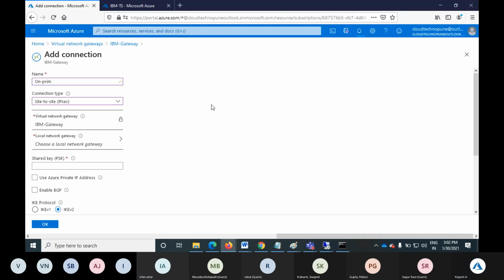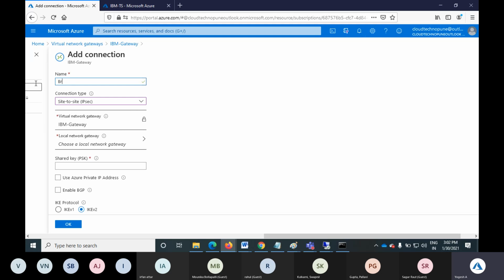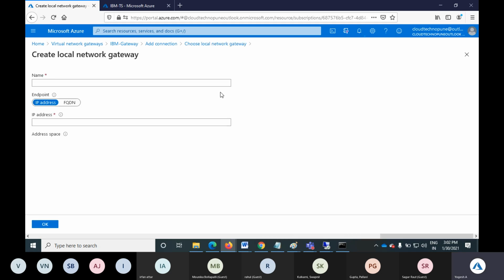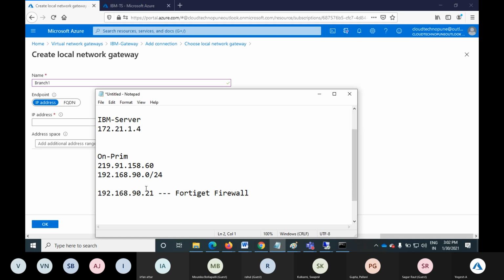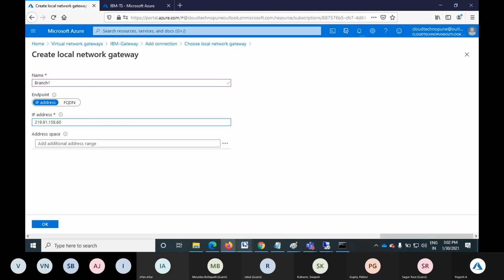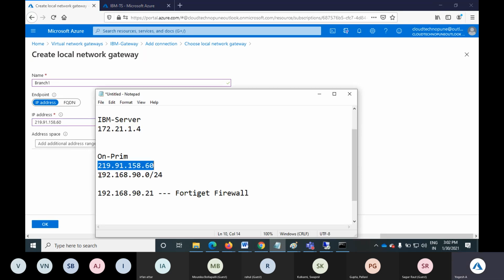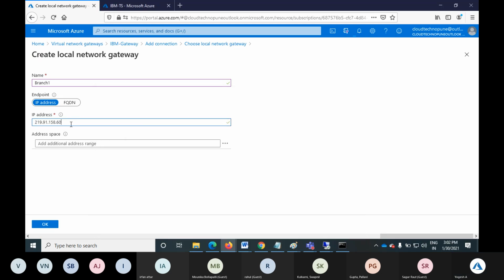Let's see, branch one. Okay. Branch one, and look, my on-prem IP is 192.191.158.60. So everything is configured as per requirement. So that is a static IP. Yeah, that is a static public IP.